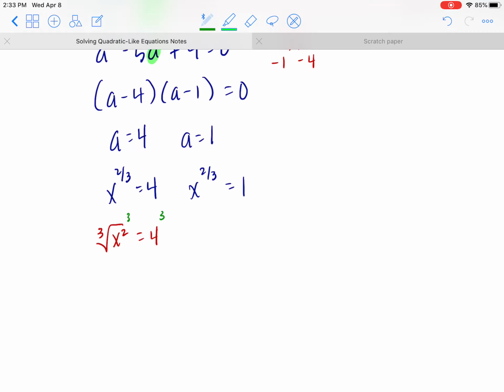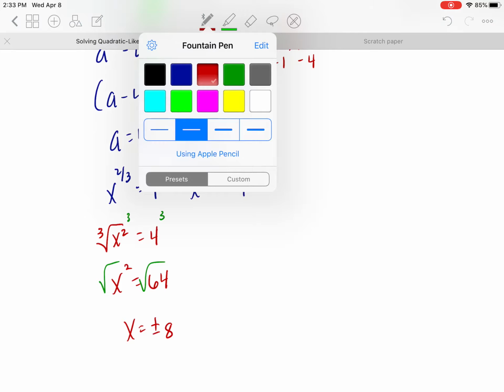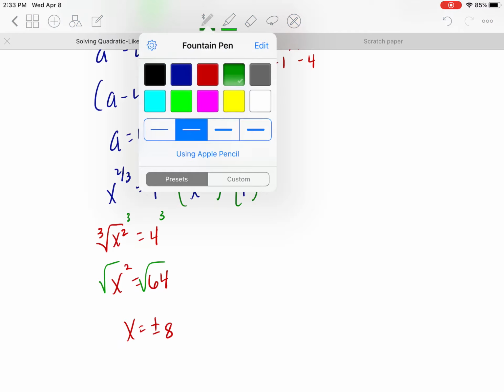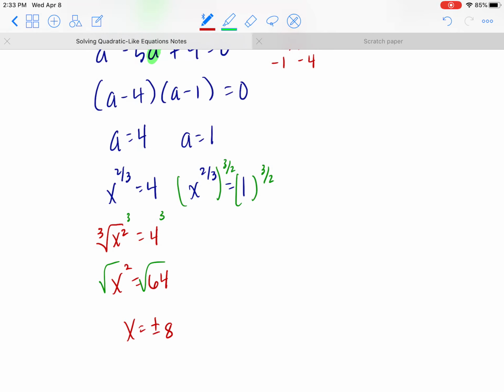I can make this the cube root of x squared equal to 4, and then I would cube both sides, make this x squared equal to 64, and then I would square root both sides, and so x is going to equal plus or minus 8.